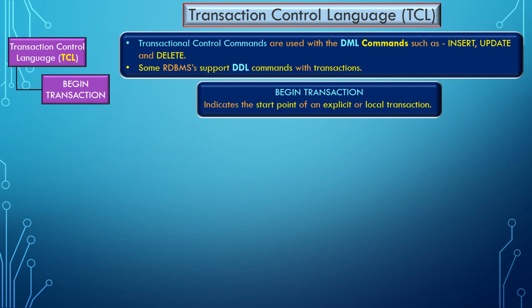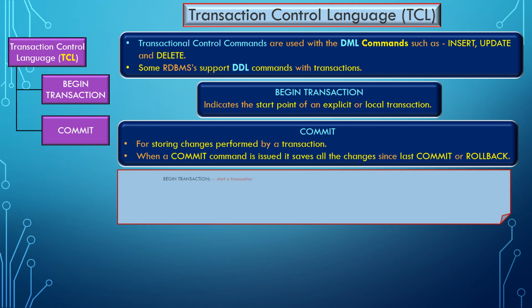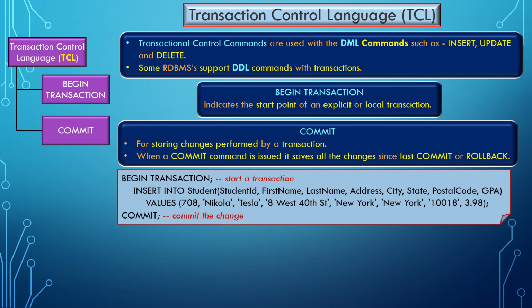Begin transaction indicates the start point of an explicit or local transaction. Commit is used for storing changes performed by a transaction. When a commit command is issued, it saves all of the changes since the last commit or rollback. Here is an example of using begin transaction with commit. If there is an error or system failure prior to issuing the commit, the transaction is rolled back.